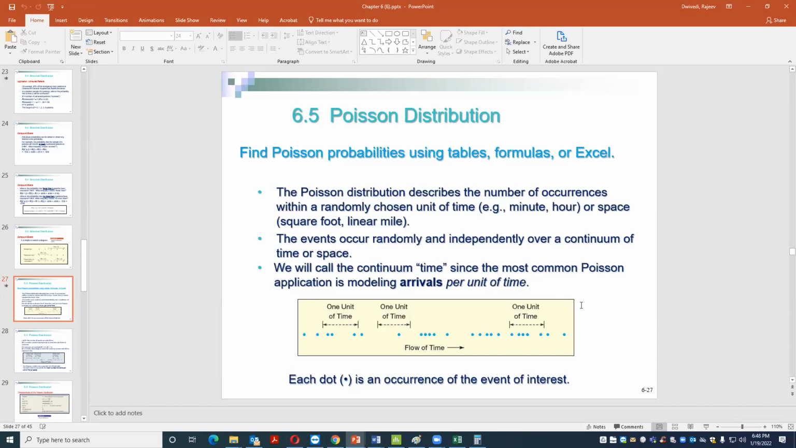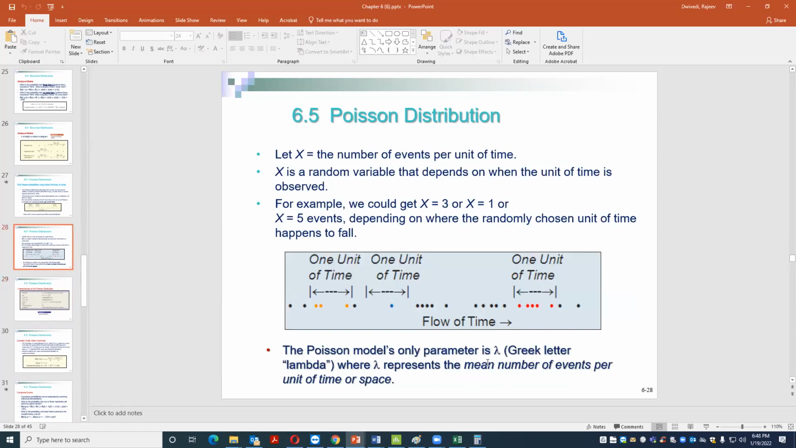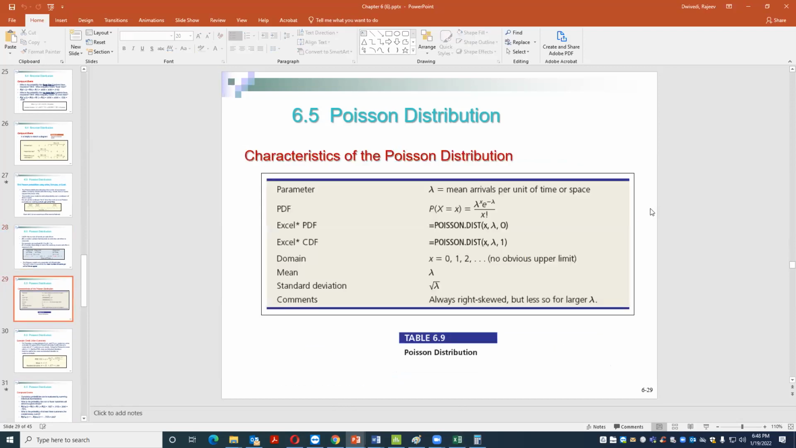When you see this kind of situation, you can understand it is Poisson distribution. Lambda is the average, the mean number of events per unit of time or space. So this is very important. The mean is lambda and the standard deviation is the square root of lambda. This is the property. Whenever you transform from one distribution to another, you need to understand the mean and standard deviation of all.